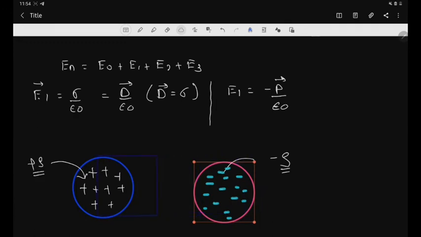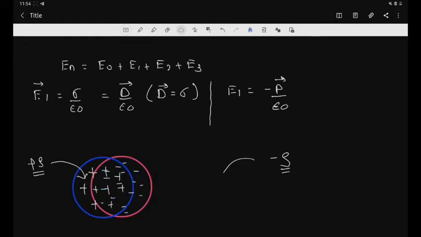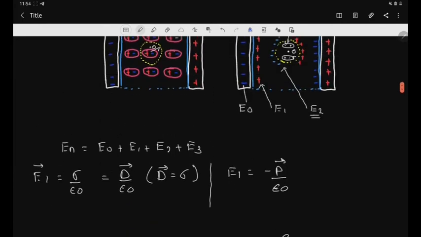See, if I combine them like this, you will get the same charge configuration. On this side there will be negative charges left, and on this side there will be positive charges left. The charges present in the overlapping region will get cancelled. So I have drawn this diagram, which will be similar to the charge configuration that we have for that sphere.